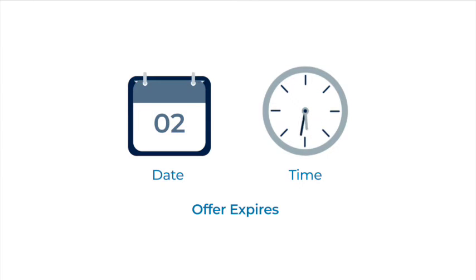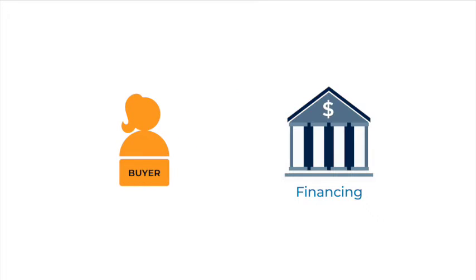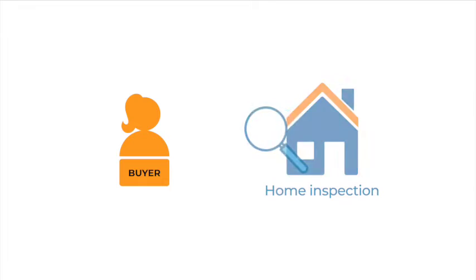The duration of the period until the offer expires, which may vary from hours to days, will be determined by the buyer, taking into account market conditions and other relevant factors. In addition to this information, buyers sometimes request that their offer be contingent on certain terms and conditions, such as obtaining satisfactory financing and/or completing and approving a home inspection.